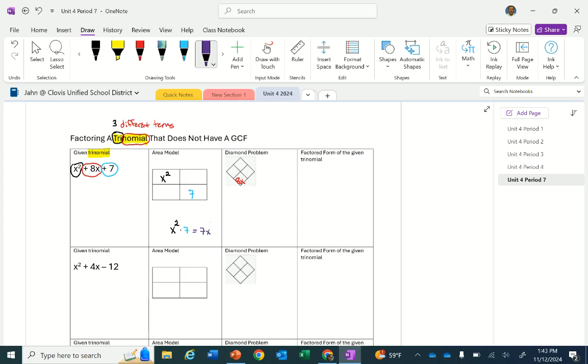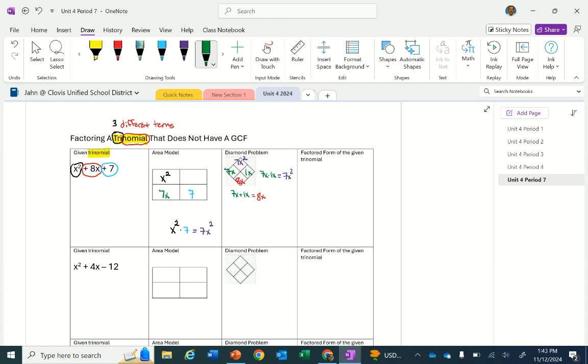Whatever that result is, when you multiply those two terms together, you put that up at the top of your diamond problem. So we have created a diamond problem where the top of the diamond is 7x squared and the bottom of the diamond is 8x, and we solve that diamond problem for the left and right sides, which would have to be a 7x and a 1x. Okay, why does that work? Well, 7x plus 1x is equal to my 8x, and 7x multiplied with 1x is equal to my 7x squared.